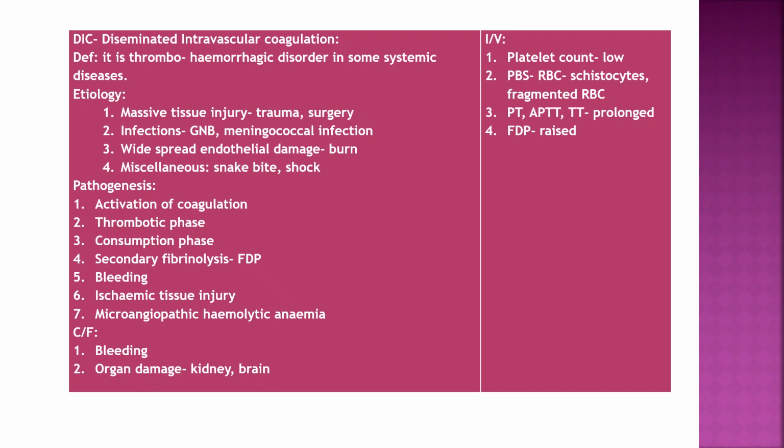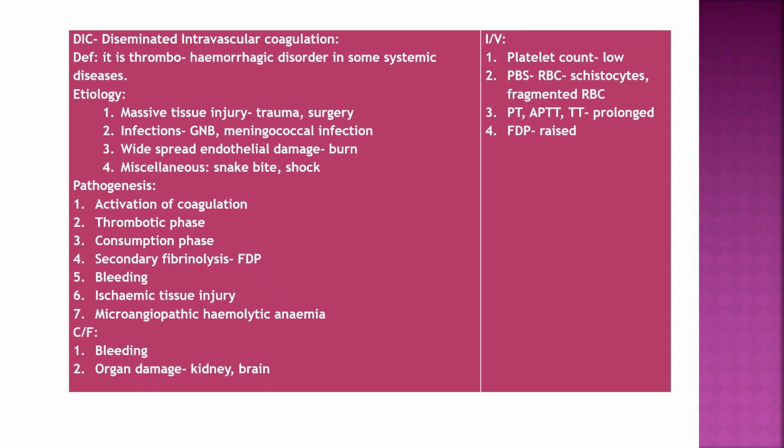Let's see DIC, disseminated intravascular coagulation. So it is a thrombohemorrhagic disorder in some systemic diseases. So etiology can be massive tissue injury because of trauma, surgery, infections like gram-negative bacilli, meningococcal infection, widespread endothelial damage that happens in burns. Miscellaneous causes can be snake bite, shock. So here the activation of coagulation is there, then thrombotic phase, then consumption phase, then secondary fibrinolysis, that is FDP, fibrinogen degradation products are formed, then bleeding, then ischemic tissue injury, microangiopathic hemolytic anemia.